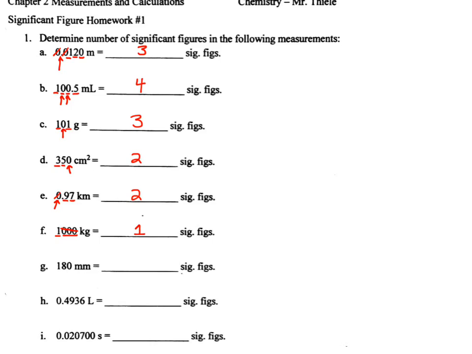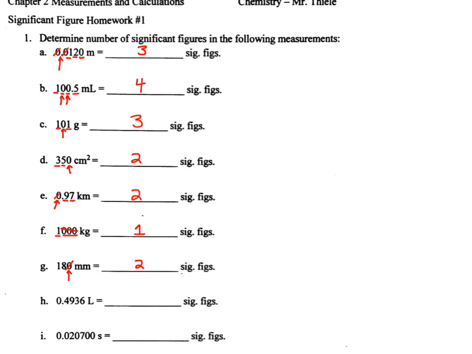Next we have 180 millimeters. Again, the 1 and the 8 are non-zero digits. Those will always be significant. We have a whole number here that ends in 0. This 0 right here is not followed by a written decimal point, so it is considered to not be significant. So this number has 2 significant figures.